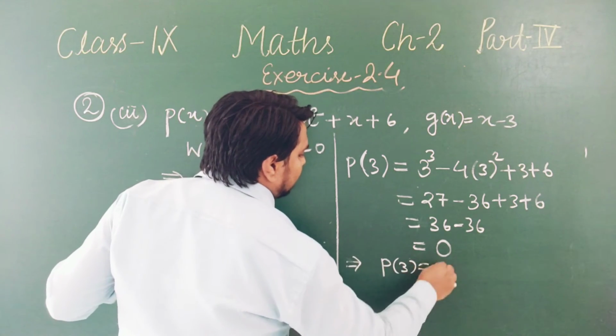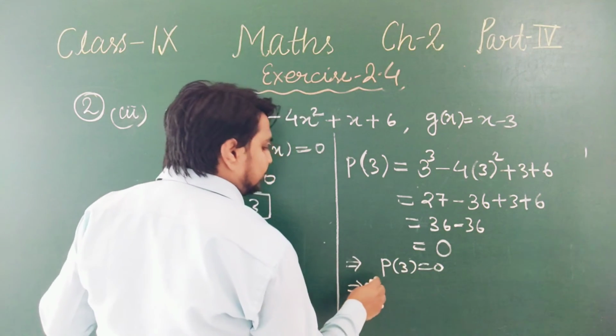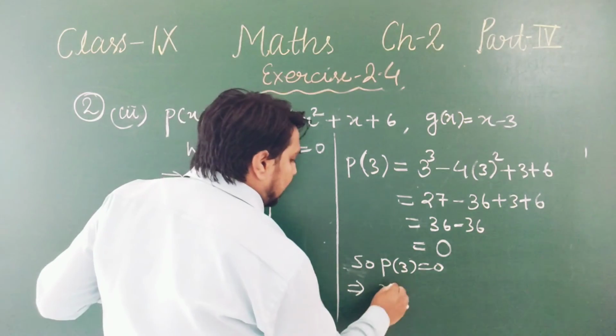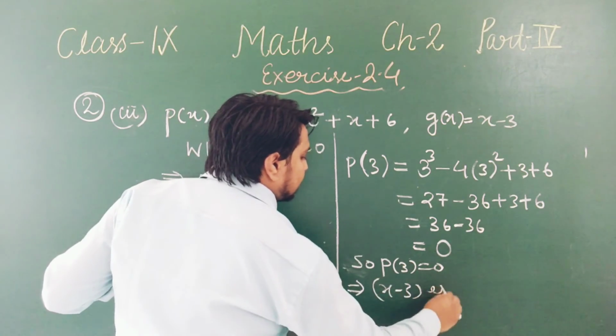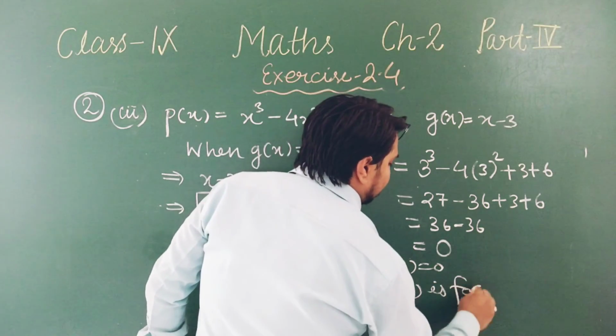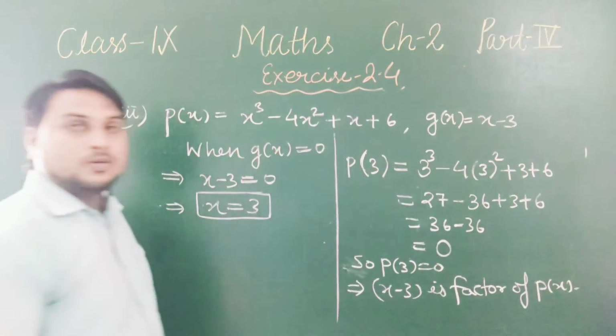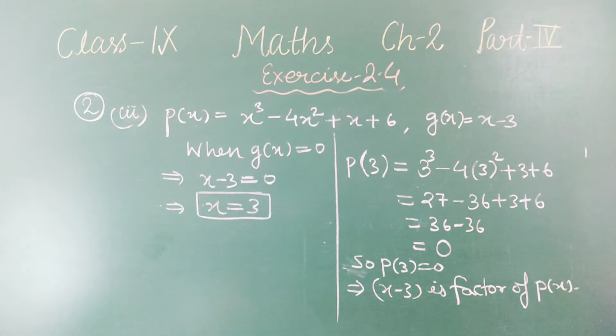If it is coming 0, we will write that p(3) is equal to 0. So this will imply that x minus 3 is a factor of p(x). This we can write because the value is equal to 0, the remainder is equal to 0. Now pause the video and note it down.